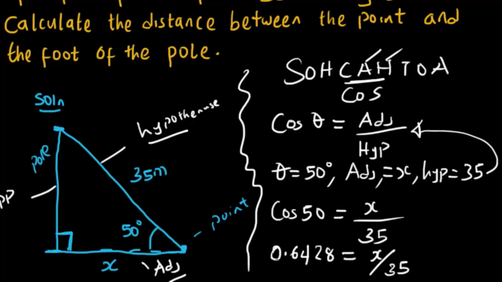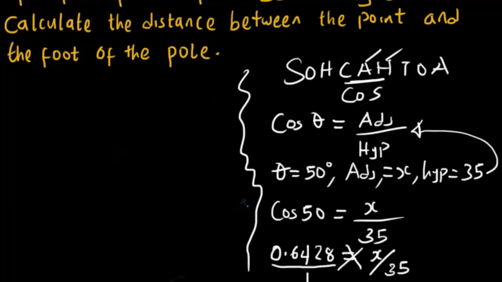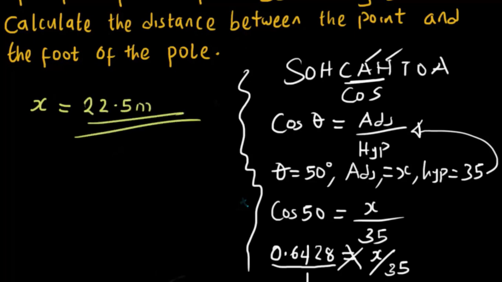Now we need to cross multiply because this is like over 1. So let's cross multiply. When we cross multiply, we have x times 1 equals x. Then we have 0.6428 times 35. That will give us approximately 22.5 meters. And here's our answer.